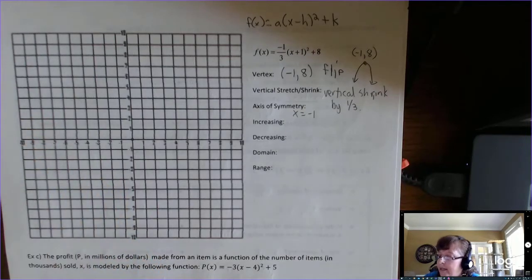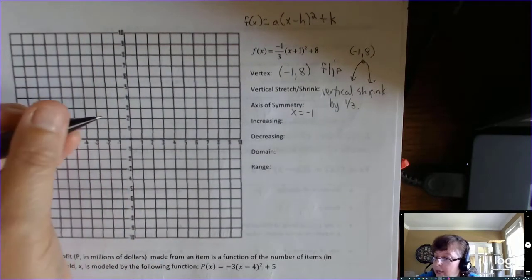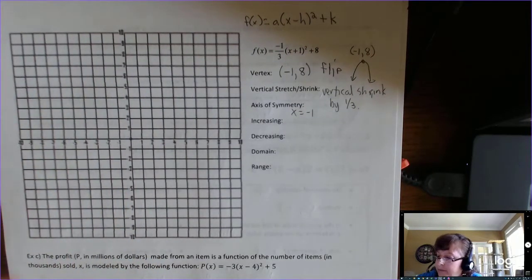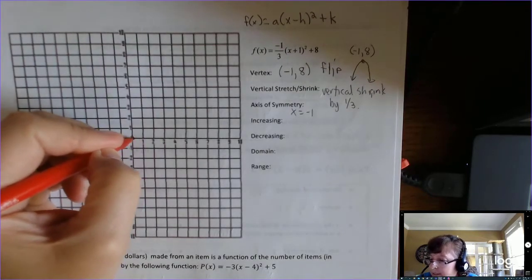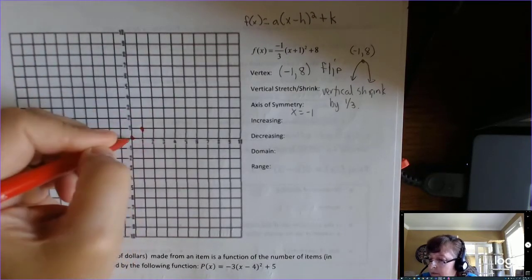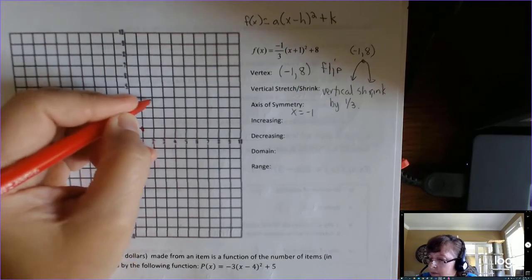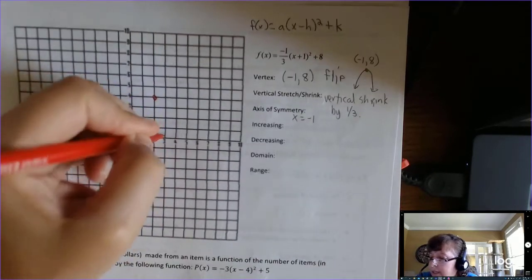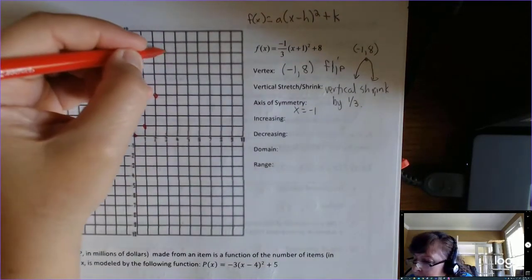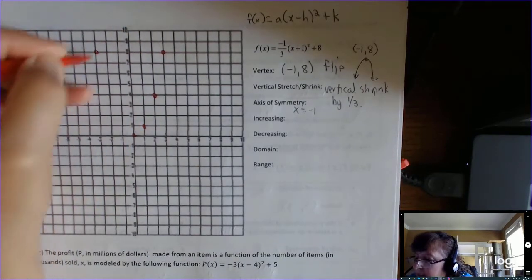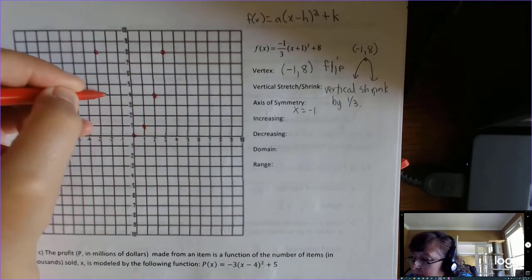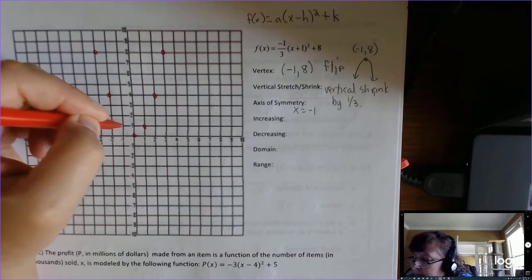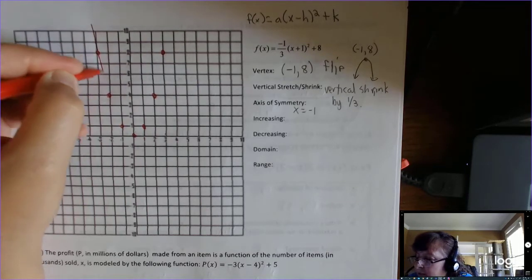Okay, and so how would I graph this? Well, let me graph the parent function again. So we have 1, 1, 2, 4, 3, 9. Use the axis of symmetry to plot those points. Okay, and there is your parent graph.